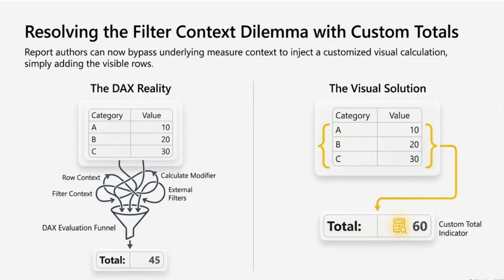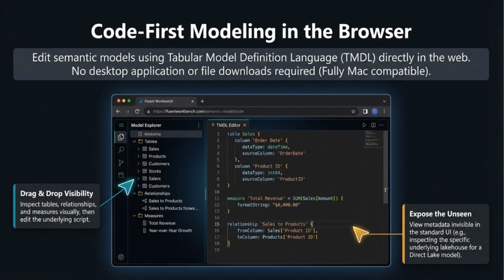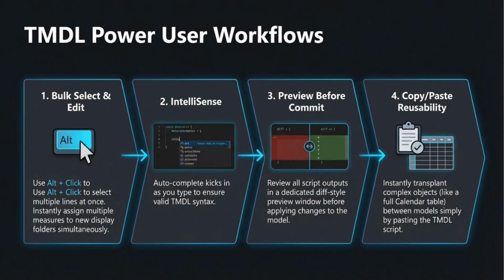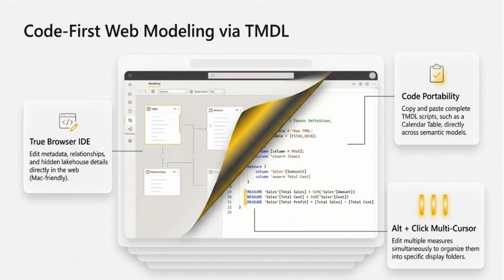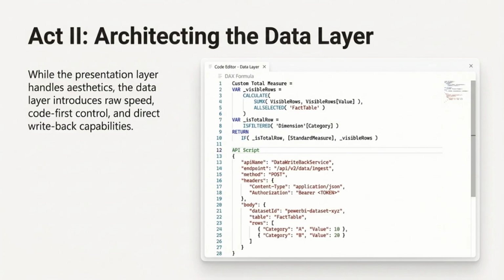Okay, let's shift gears and pop the hood for a minute. These next couple of updates are for all the developers and data pros out there. We're talking about some serious new tools that give you way more control and speed when you're crafting your data models. First up is something called TMDL. Basically, it's a way to define your data model using code, which is a total game changer. And the huge news here is that you can now edit this code right in your web browser. Think about that. You can write scripts to make changes, you can copy and paste entire objects like a complex calendar table, all without leaving the Power BI service. This is especially huge for anyone developing on a Mac, a massive step forward.